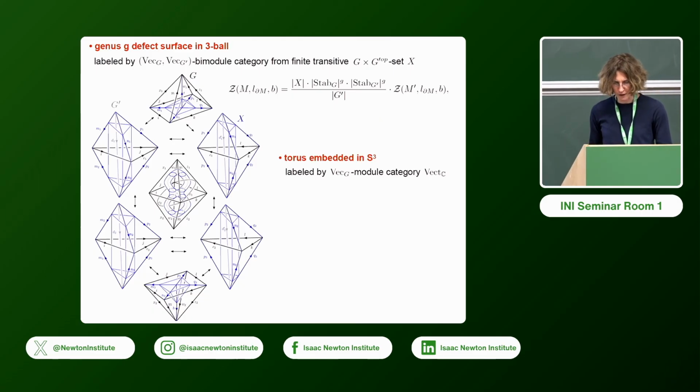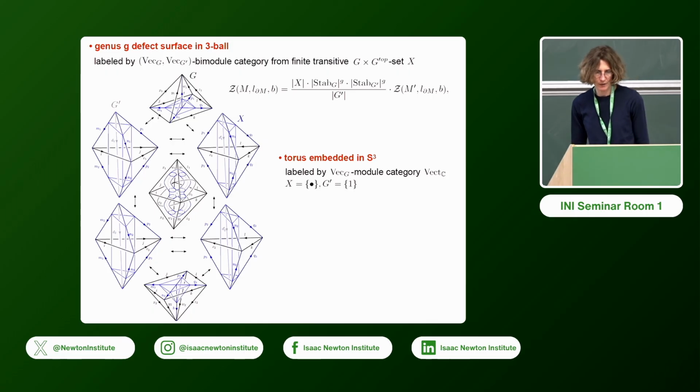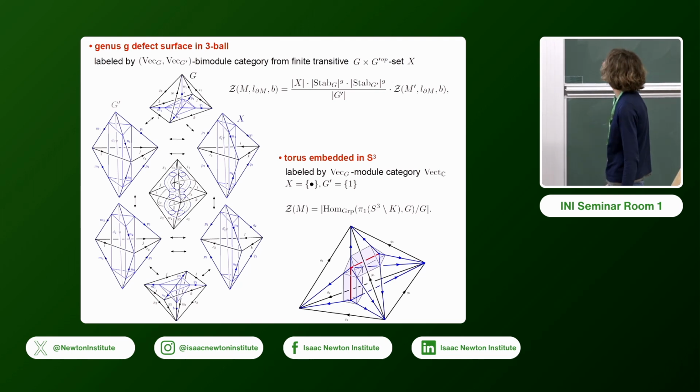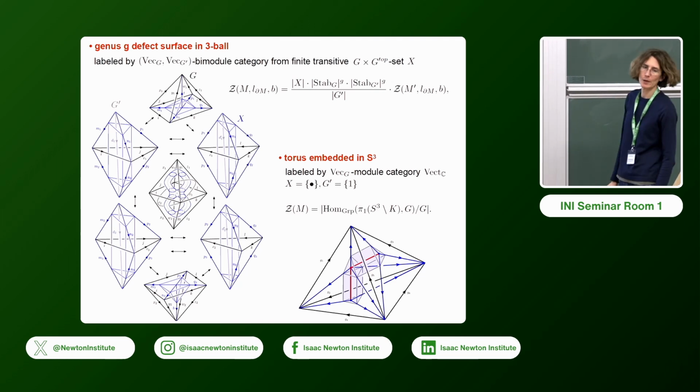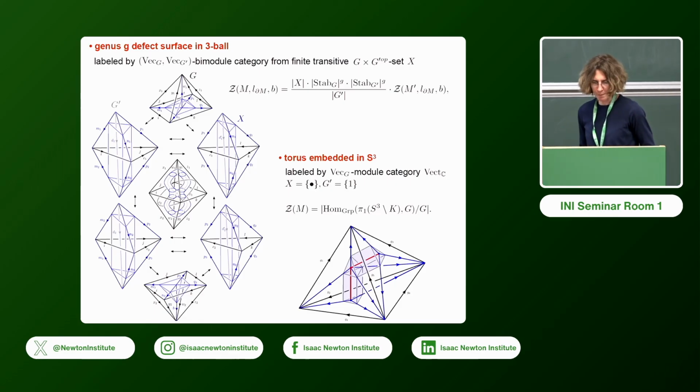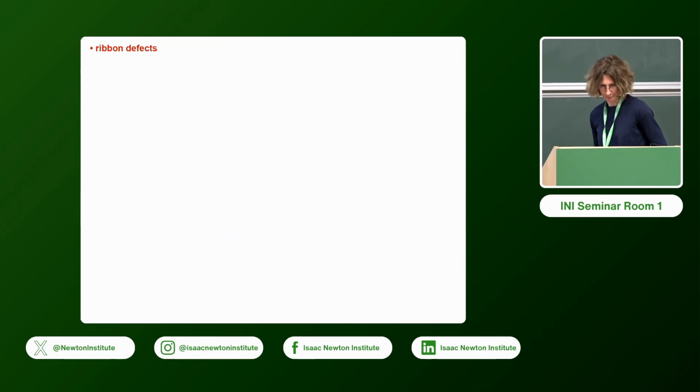What one can also do is knots. So one can consider a torus embedded in S3 that's labeled by a Vec_G module category, and we can take the set to be trivial. Here one can then compute it, and one sees that one gets the number of group homomorphisms from the knot complement into G up to conjugation. So at least for simple categorical data, one can compute this rather easily.